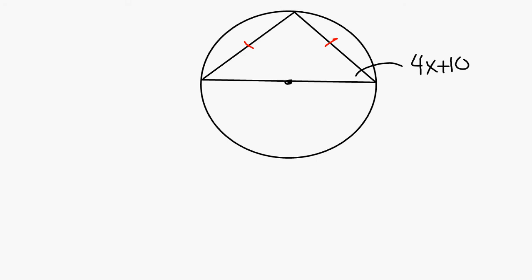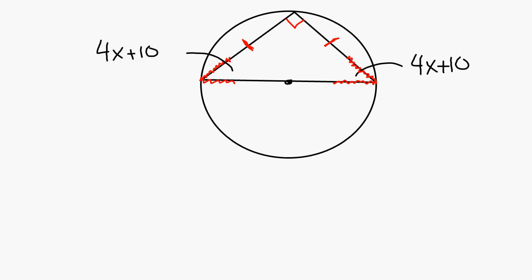First of all, you've got an inscribed angle that intercepts the diameter. So this is a 90-degree angle. If that's a 90-degree angle, then the two acute angles in the triangle have to add up to 90. Well, if these sides are the same, that's an isosceles right triangle. And if two sides of a triangle are the same, then the base angles are the same. So you're not told that, but you have to know that this angle over here is also 4x plus 10. Okay?